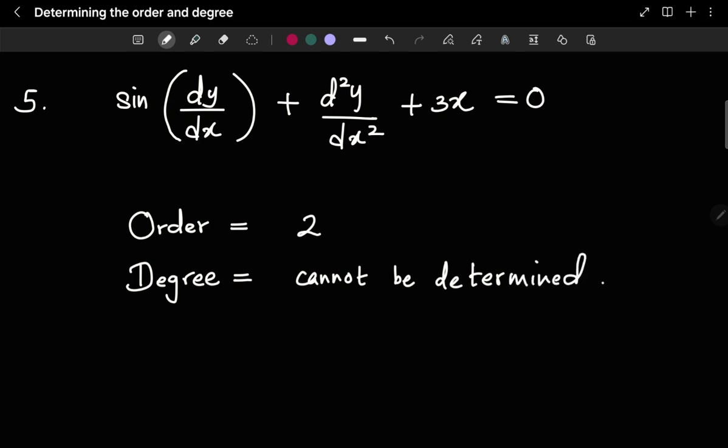So hope you have understood how to determine the order and degree through these 5 questions, and also in the article we have provided other example questions prior to these questions that you need to try. Hope you have gone through both of them and have a clear idea of determining the order and degree of these differential equations. Okay, stay tuned.